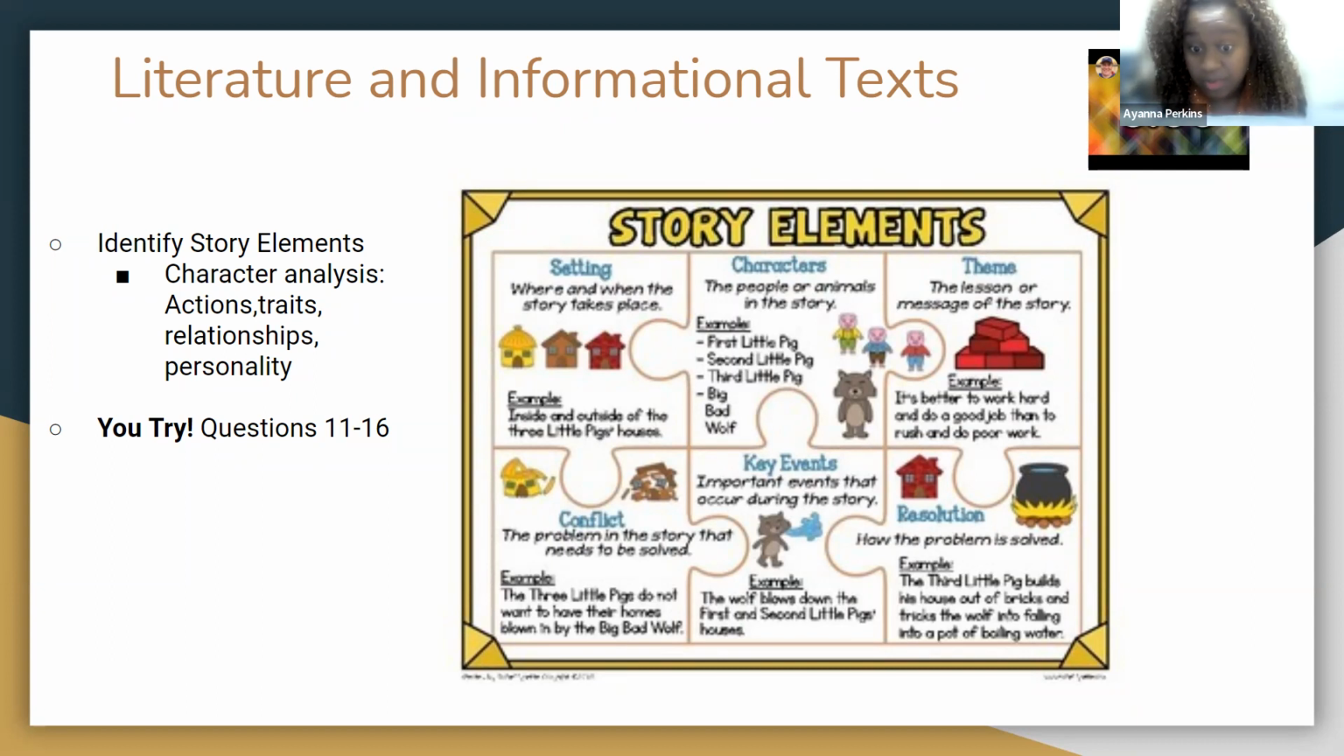We have characters, people or animals in the story. Then we have themes. So that is the general universal message of a story. Conflict, what's happening in the story that needs to be solved or resolved? What action is taking place? Key events, so students should be able to say, this happened, then this happened, then this happened, and then it led to the next part, the resolution, how the problem is solved or how the story wraps up. So these are different elements that we have become accustomed to as fluent readers, but we have to teach to our students.